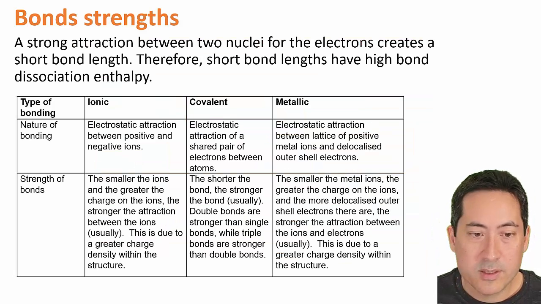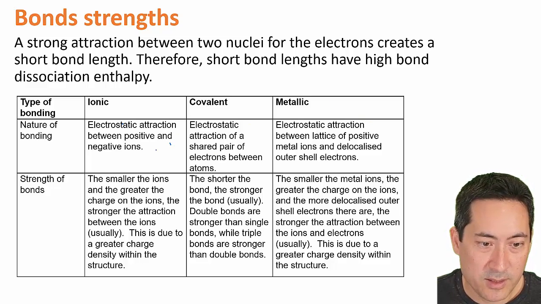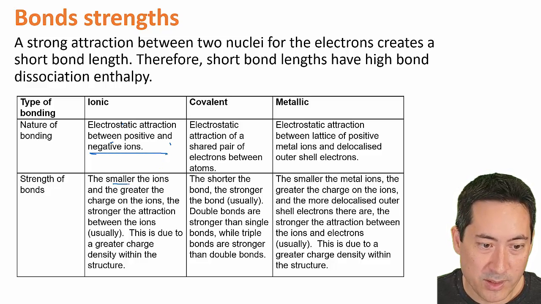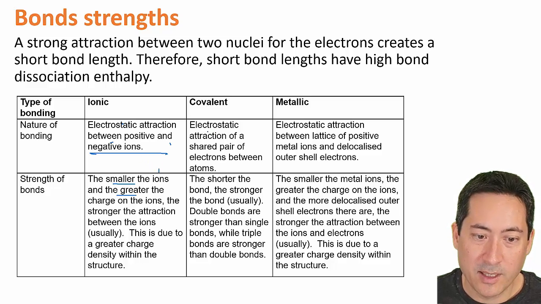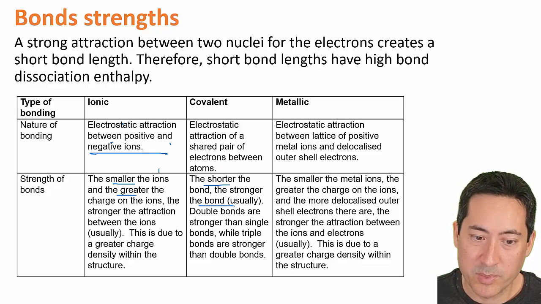So here's a good summary of the three now that you've watched the three videos. So ionic is the electrostatic attraction between cations and anions. And so if you have a small ion with a large charge, that's going to have a stronger ionic bond. Covalent substances are electrostatic attraction between two nuclei, and so the shorter the bond, the stronger the bond.